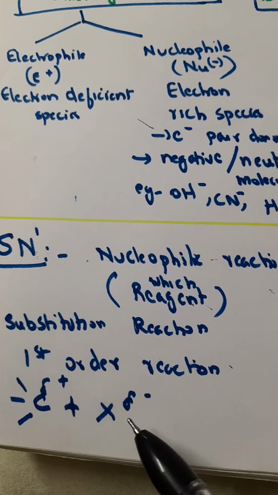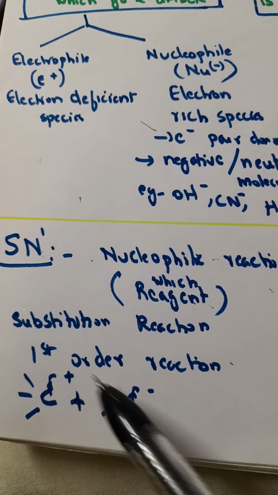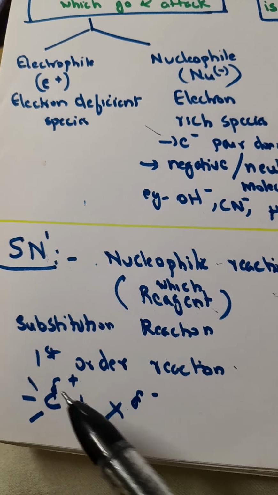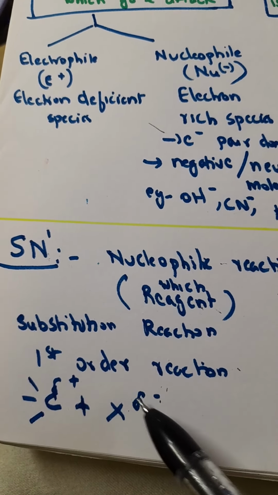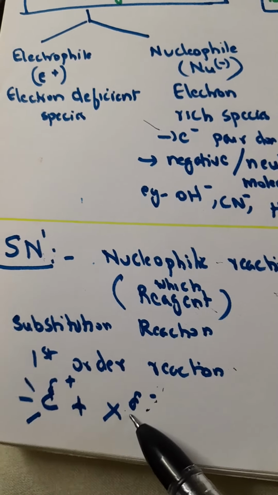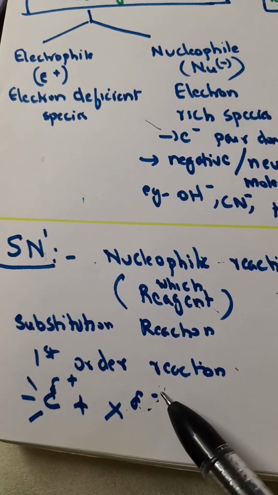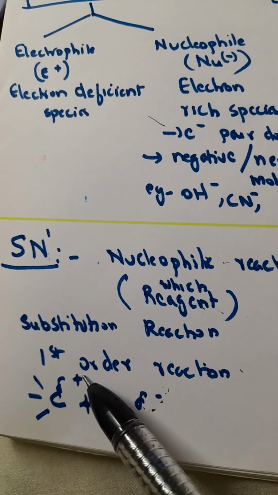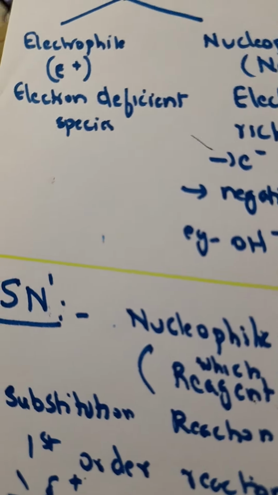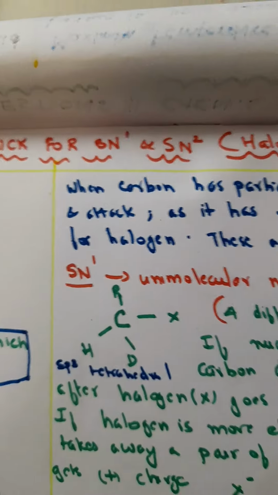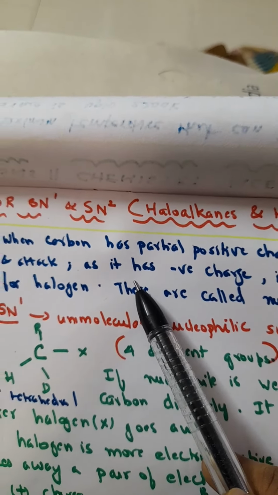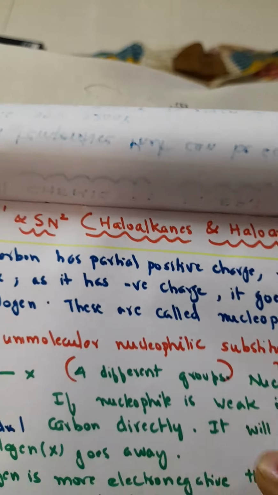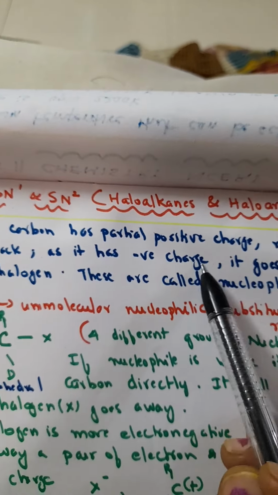Suppose here, see, the carbon has valencies here, and then X, the halide, is also there. Since the halide is more electronegative than carbon, the electron pair will be more towards this halide ion. So it gets partial negative charge and carbon gets partial positive charge. So what does this mean? When carbon has partial positive charge, what will happen? The nucleophile will go and attack, because the nucleophile has a negative charge and carbon has a partial positive charge.